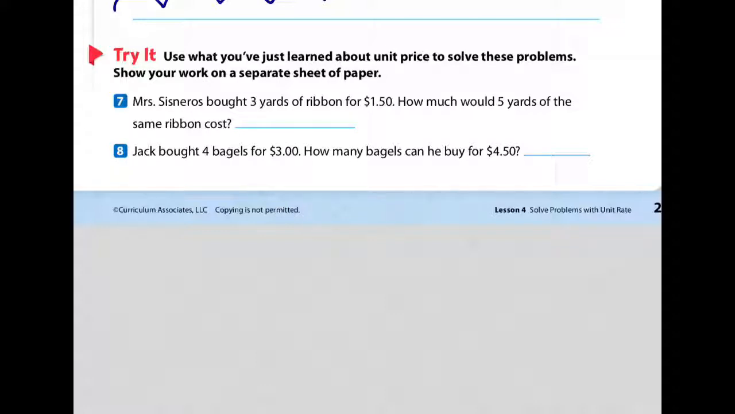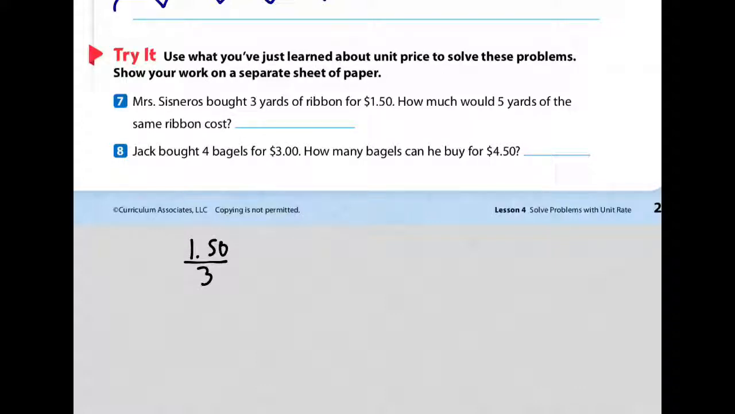All right, so let's check this one out. It says, Mrs. Cisneros bought 3 yards of ribbon for $1.50. How much would 5 yards of the same ribbon cost? Now remember, I might do this a totally different way than you did, as long as you get the answer. So what I'm going to do is I'm going to find the unit price. So it's $1.50 for 3 yards of ribbon.